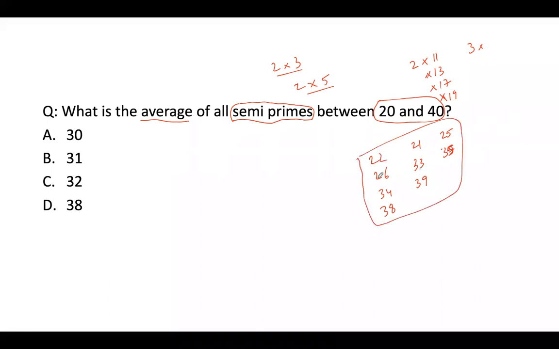Let's see their sum. 20, 40, plus 60, 100, 110, 120, 180, 190, 193, plus 60. So 273 for 9 numbers. 273 by 9 is nearby 30 point something. So the nearest integer is 30. Let's see the next question.